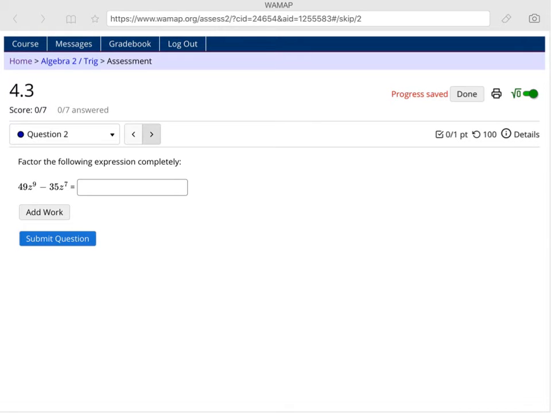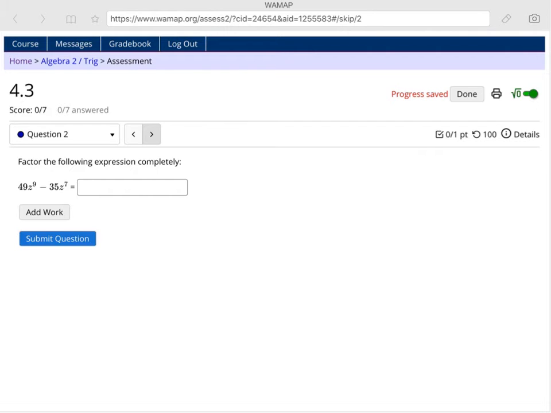So in this one, I have 49z to the ninth, and I have 35z to the seventh. I'm going to start by just looking at the two numbers that are out front. That is the coefficients. And so 49 and 35. What multiplies into both 49 and 35? You hopefully are coming up with 7, because I can divide both 49 and 35 by 7.